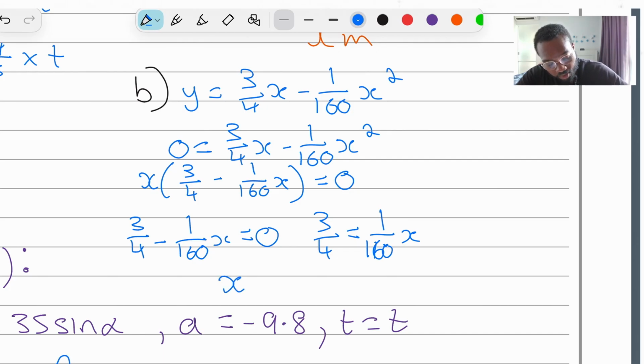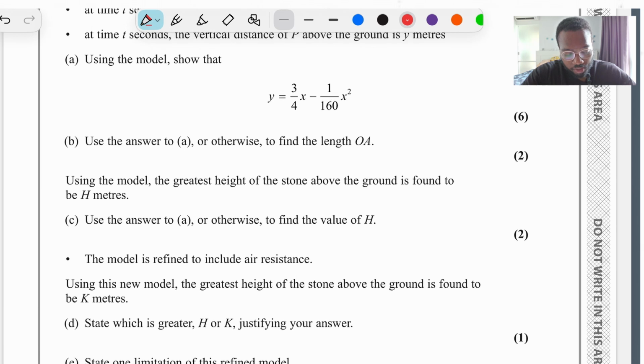Our x value will simply just be 3 over 4 divided by 1 over 160. And if you do that, that is the same as 160 times 3 over 4, which gives us 120 meters. Now, we're told that using the model, the greatest height of the stone above the ground is found to be h meters, okay? We need to use the answer to A or otherwise to find the value of h.